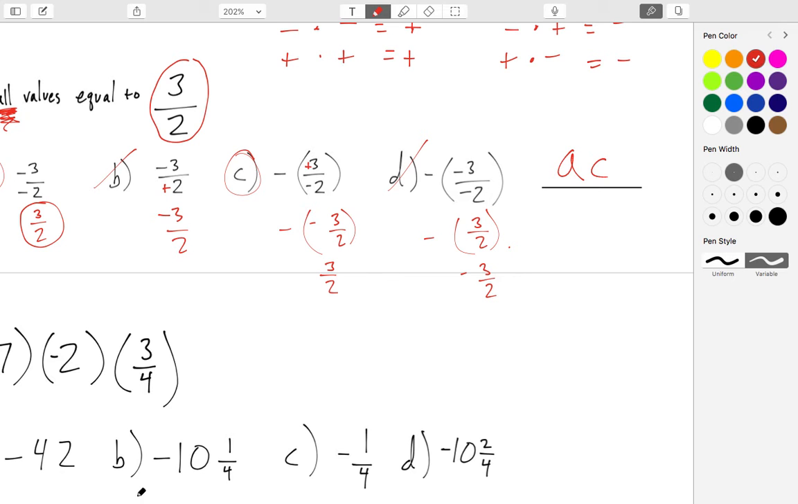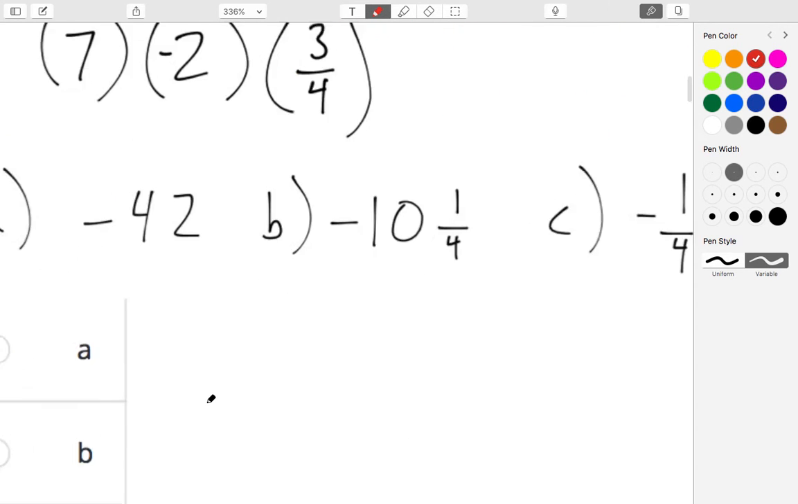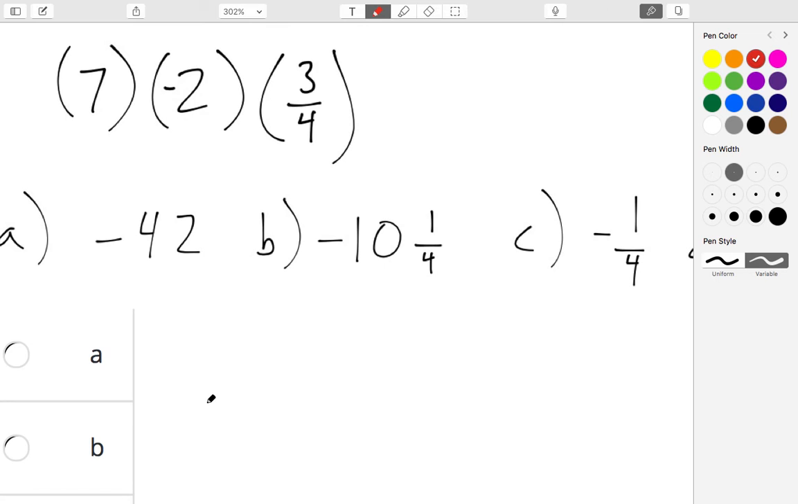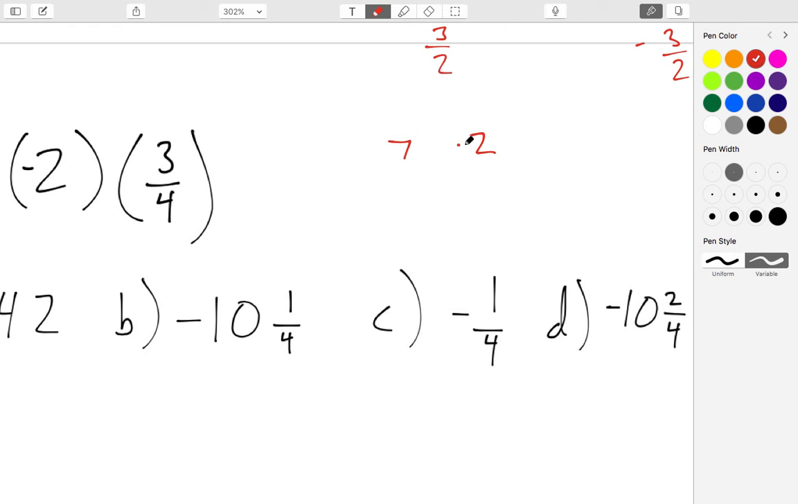Okay, next one. Now when you're multiplying 3 terms, what you need to do is make sure you rewrite it. So we're going to rewrite this as 7, negative 2, 3, and then 4. What do you think I'm going to put on the bottom? What's on the denominator? 4. How do I make it still equal to 7 though? 1. Kennedy, head up. So you put a 1 here, 1 here.